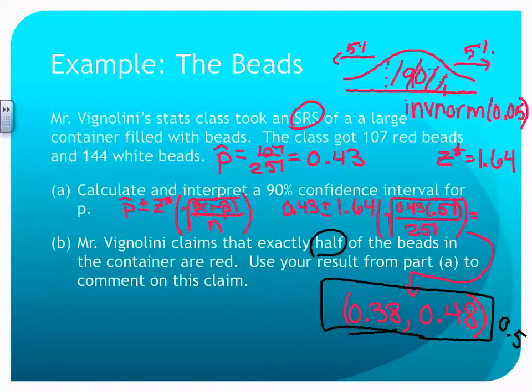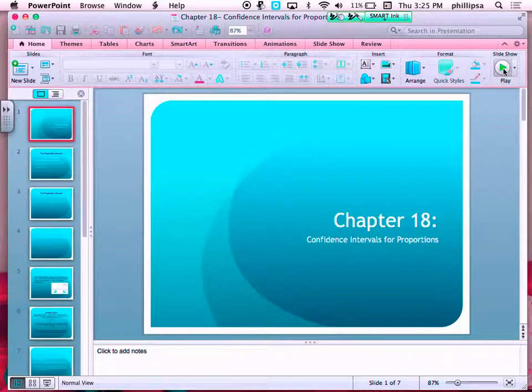We would have good reason to doubt Mr. Vignolini's claim. And now listen, it doesn't mean that it's not possible. It could be outside that interval, okay? It's just that this is a plausible range of values. So you would question his claim because it is outside there. It is not that his claim is not possible. And that's it for video 2.